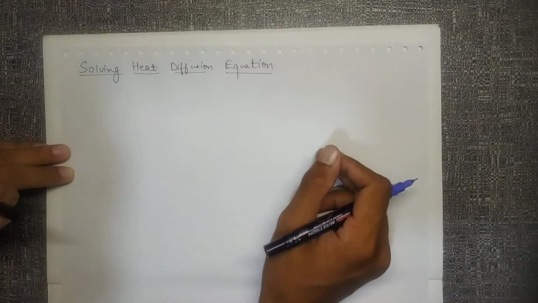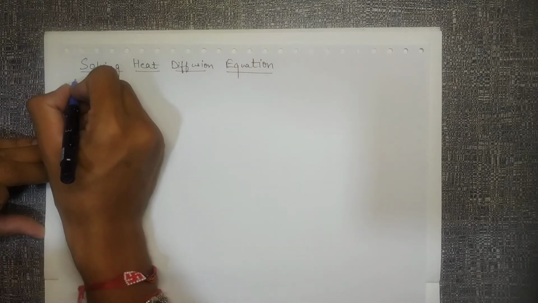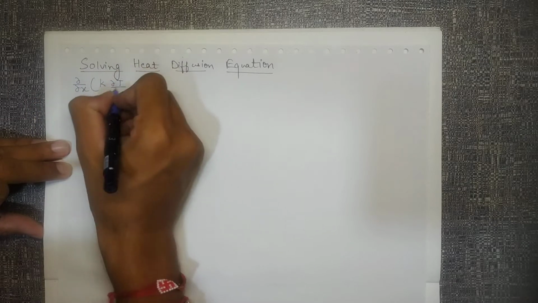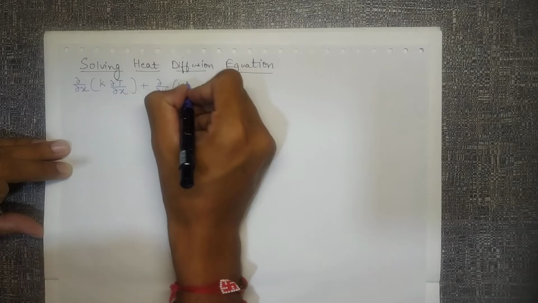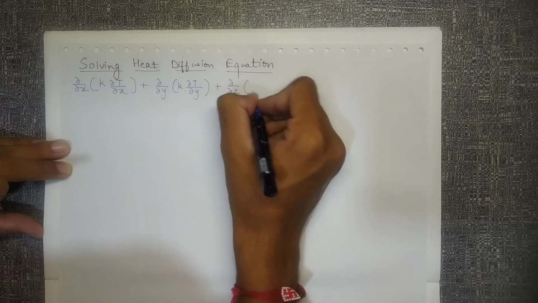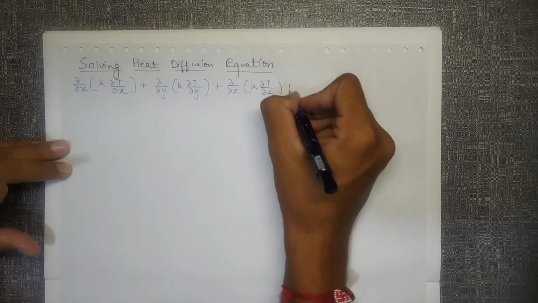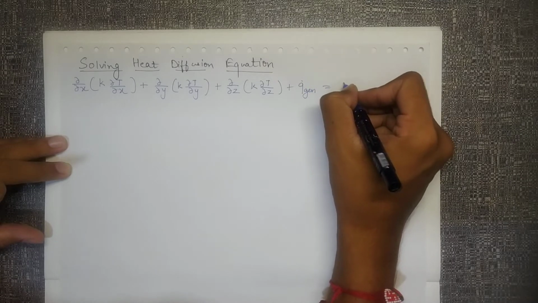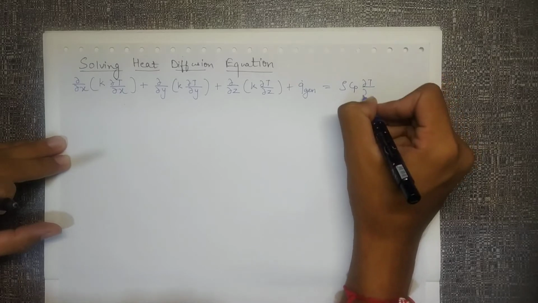Without any assumptions or without any simplifications, the core equation which we have derived is like this: del by del x into k del T by del x, plus del by del y into k del T by del y, plus del by del z into k del T by del z, plus q dot gen is equal to rho Cp del T by del t.